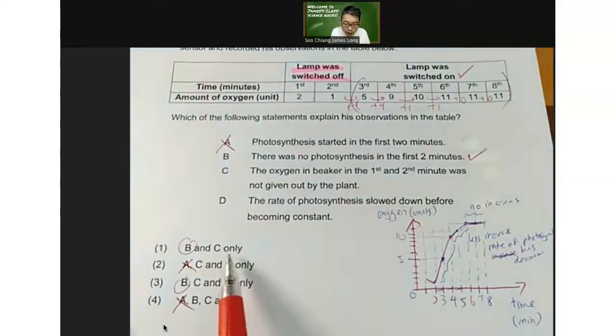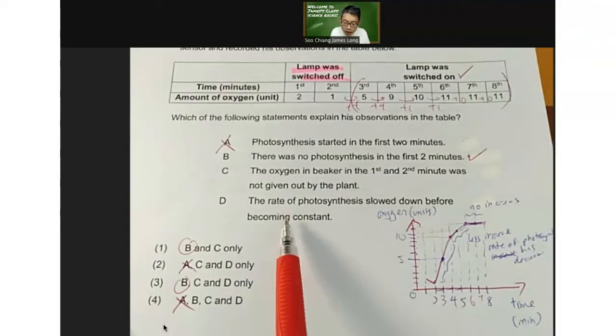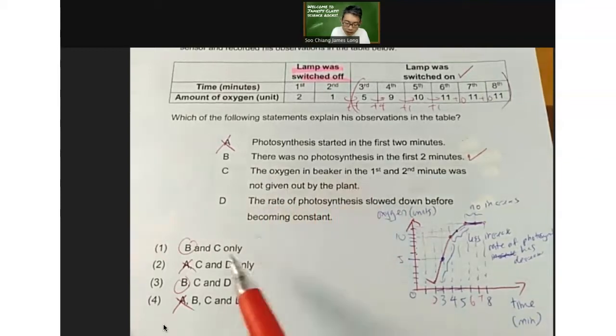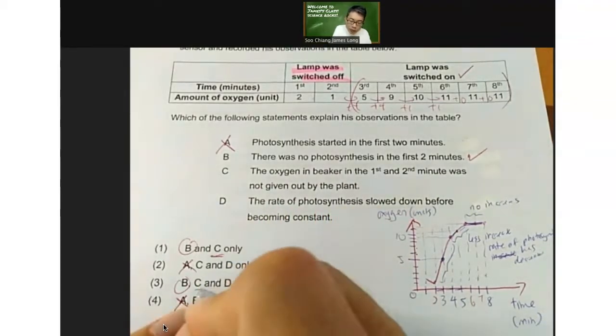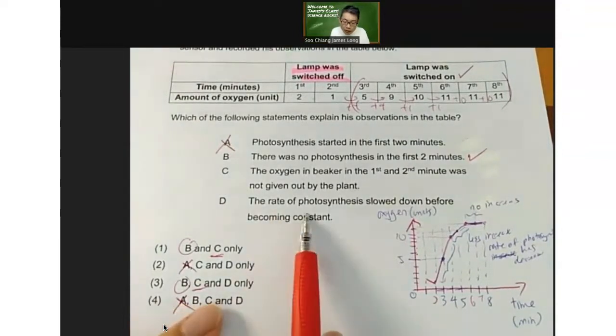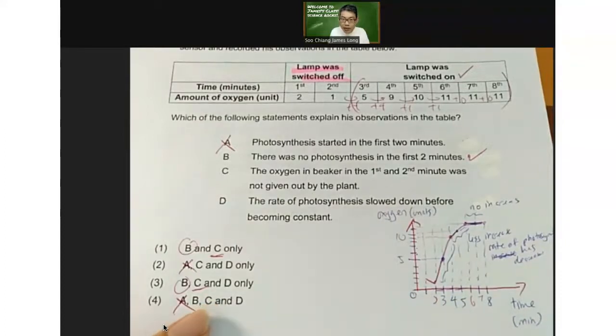Now you need to check for either C or D. Let's take a look at this. The oxygen in the beaker in the first, okay, both have C. So no point looking at C, right? So we only look at D. The rate of photosynthesis slowed down before becoming constant. So the rate started to slow down.